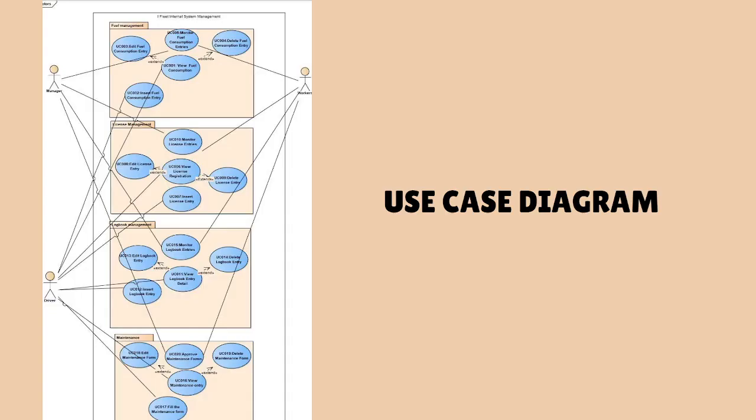So for the requirement and analysis, we will see the use case diagram. In the use case diagram, there are three actors, which are the manager, workers, and the driver. We have four modules, which are fuel management, license, logbook, and maintenance. We have 20 use cases, which consist of view fuel consumption, edit, delete, insert, and monitor. It's quite the same for each management as all of this is about management. From view fuel consumption, it will extend to edit fuel consumption entry and delete fuel consumption entry.